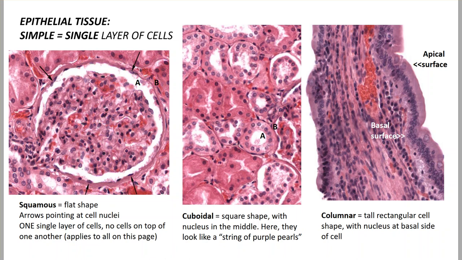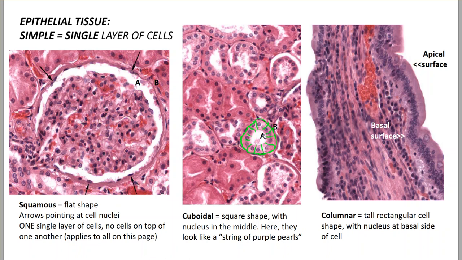Cuboidal cells are a square shape, and they have the nucleus kind of in the middle. And so here we can see a lovely little tube. Right here, I'm outlining a little tube, and it's made of all of these little cuboidal cells. You see them?